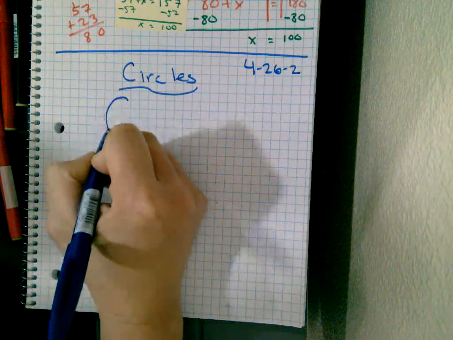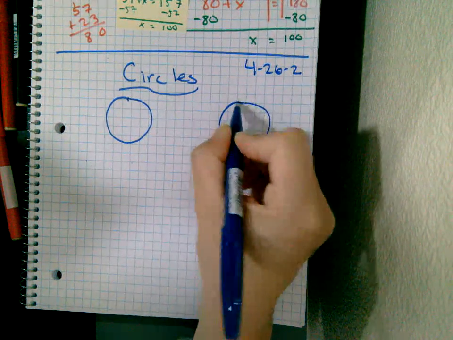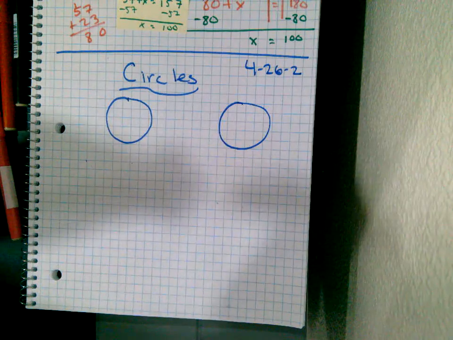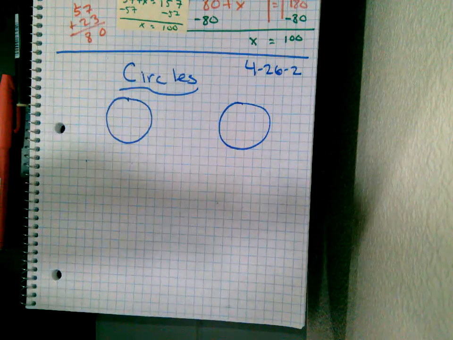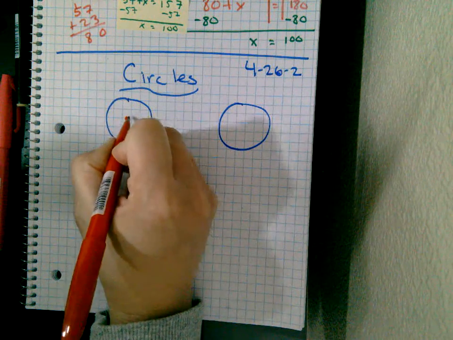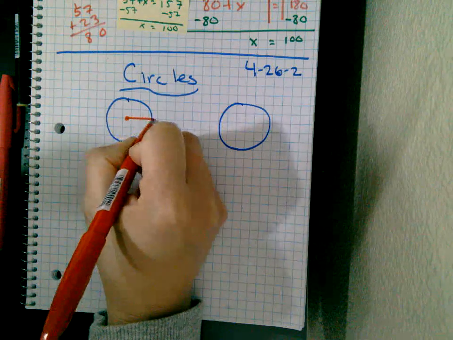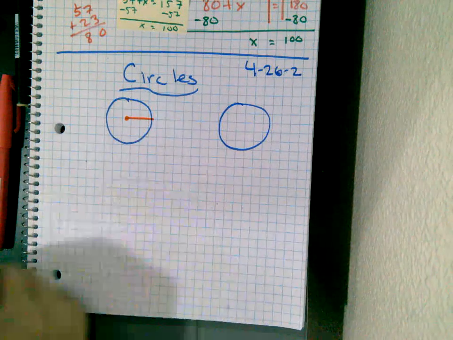Okay, so there are a couple of things we're going to learn today. The first thing is some of the different parts of a circle. Circles have different parts to them, very important parts. So the first part of a circle is when we have a dot in the middle and then a line that goes to the edge, to the side of the circle, like so.